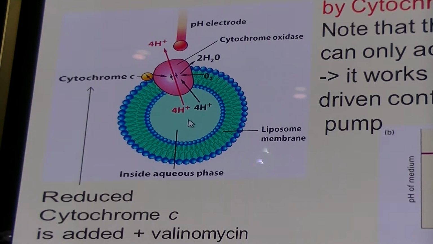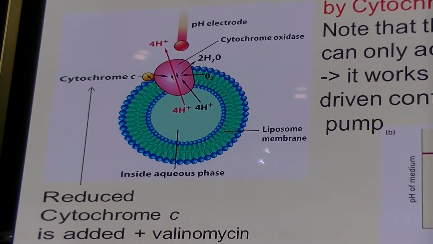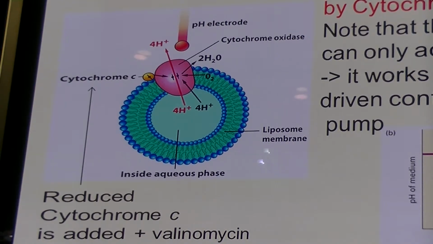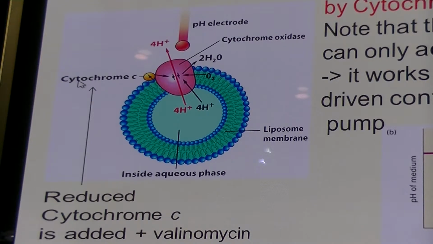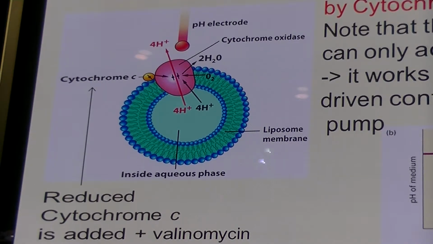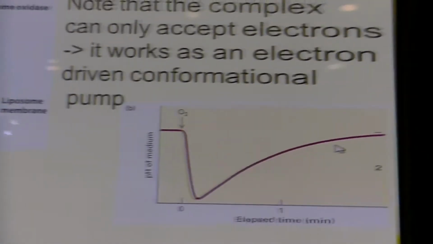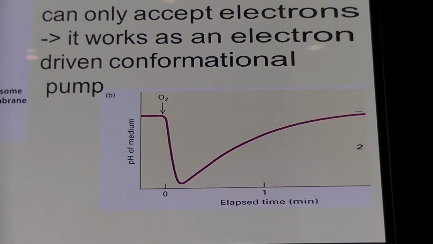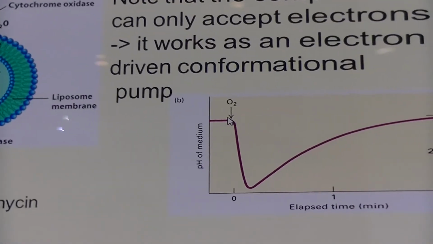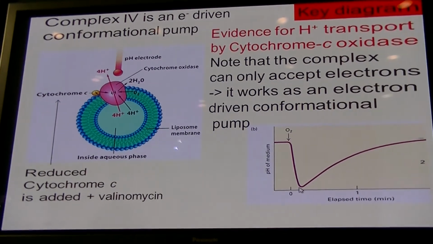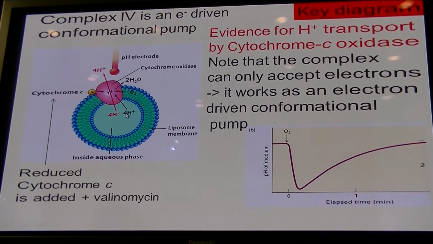And when you do that, you can see a proton pumping. And that proton pumping can be seen by a change in the pH. So the pH actually lowers. Here we're measuring the pH change, not directly proton concentration. Of course, it's the same. So if we give oxygen to this system here, and we have given reduced cytochrome C, we can see a pH change. So this is evidence that this here functions as an electron-driven conformational pump. There's some leakiness in the system, so after a while the protons move back in.